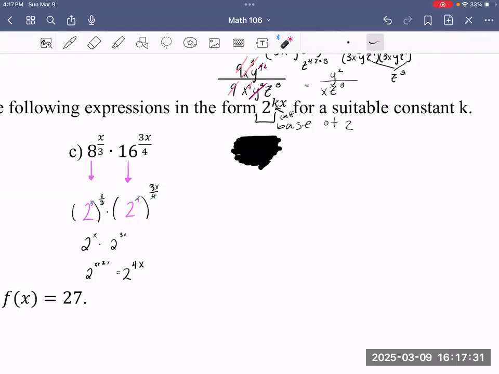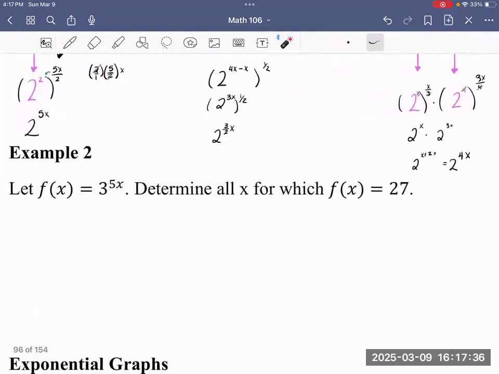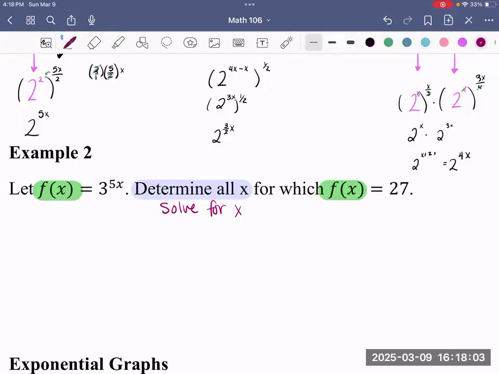Instead, we're going to move right on to example 2, where it says, let f of x equal 3 to the 5x. Determine all x for which f of x, that is this, is equal to 27. So when it says determine all x values, all that is really trying to say is to solve for x. And if we know that we have f of x here and f of x here, we can set them equal to one another.